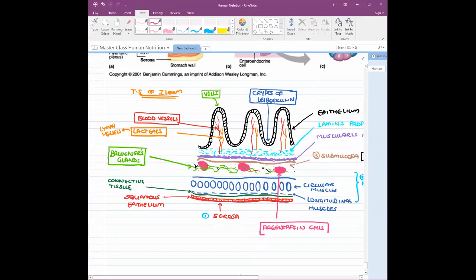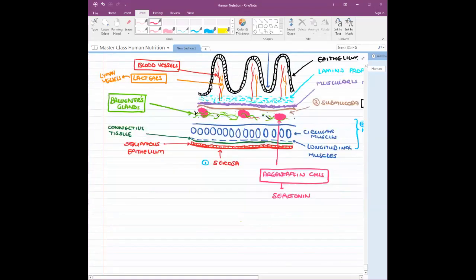Okay, what is the job of Argentaffin cells? Guys, these are going to produce serotonin, and generally this serotonin is going to give you that feel good kind of feeling, or this is going to make you feel really sleepy.